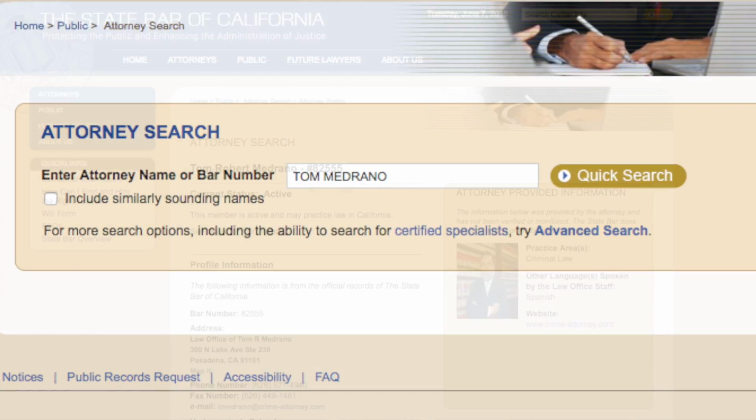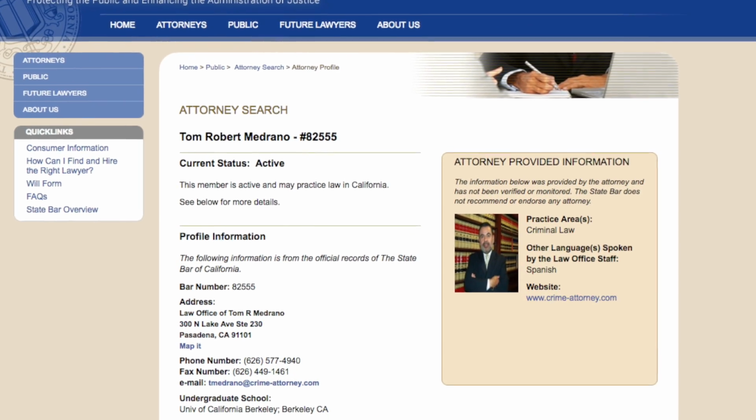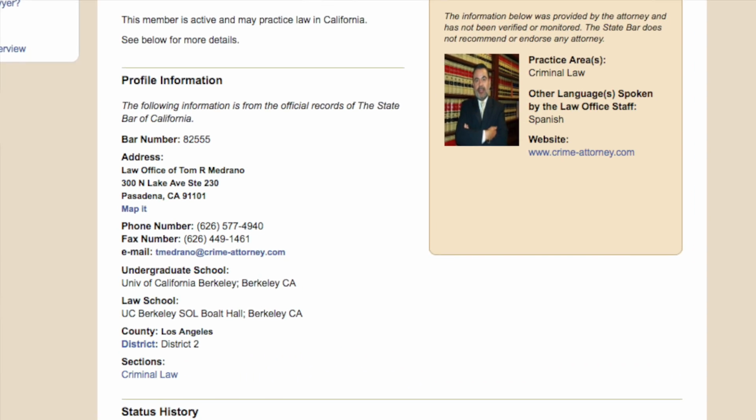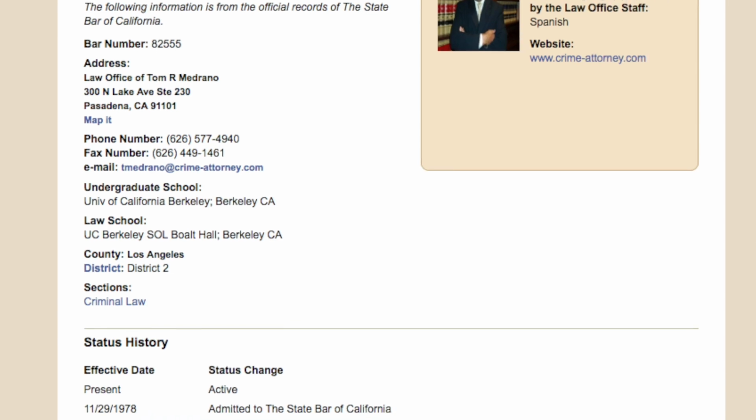The State Bar of California will list all of the contact information for the attorney, the areas of practice, the schools, both undergraduate and law school, attended by that attorney, when the attorney was admitted to practice law, and if there's been any disciplinary actions taken against that attorney. If an attorney has been disciplined, find out the reasons for that discipline.